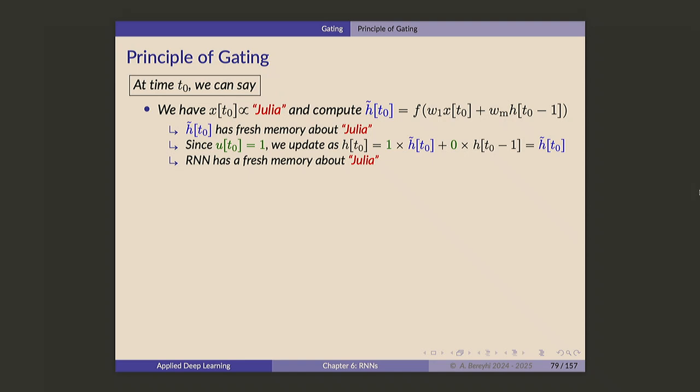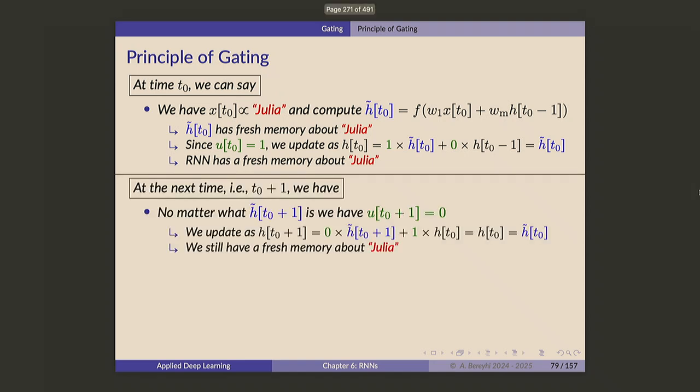Now, I go for the next time. In the next time, the word is "has". I start to do all the computation with this word "has", right? I get a new memory, h tilde, which depends on "has". But what I do, I multiply that memory by 0. It means that I ignore "has", right? And I copy the memory that I had at time t0 about Julia. I copy it exactly at this time. Everybody's cool?